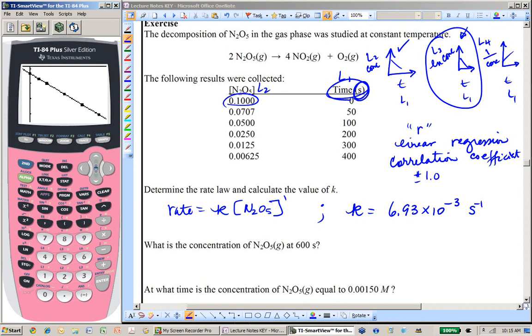Isn't that a thing of beauty? Of course it hits almost every point because its regression value was 0.99999 for crying out loud. But now I have that equation graphed. When I have that equation graphed, I can calculate with that equation. So let's go back to this question.